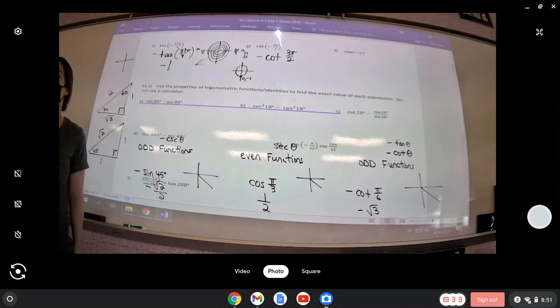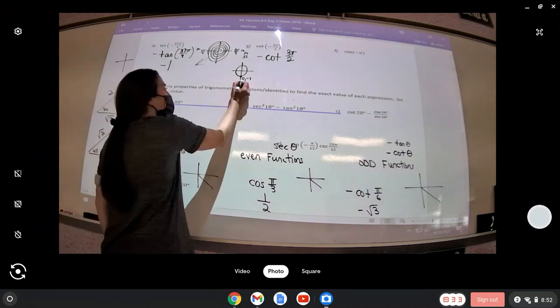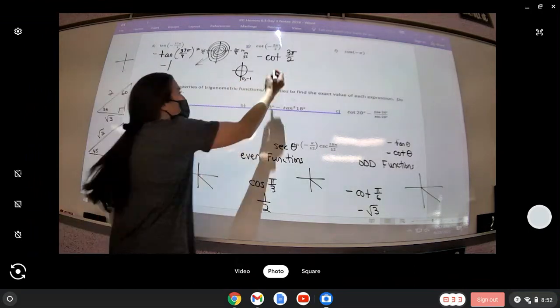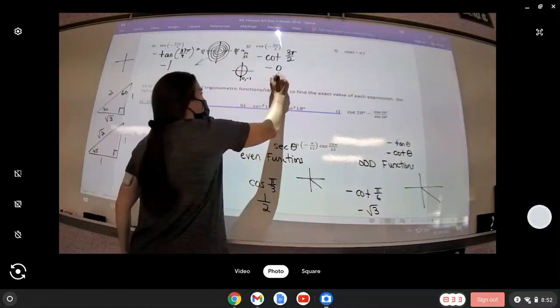Cotangent is the reciprocal of tangent. So if tangent is y over x, sine over cosine, this is going to be x over y, cosine over sine. So x over y is 0. That makes it negative, but there's no such thing as negative 0, so it's just 0.